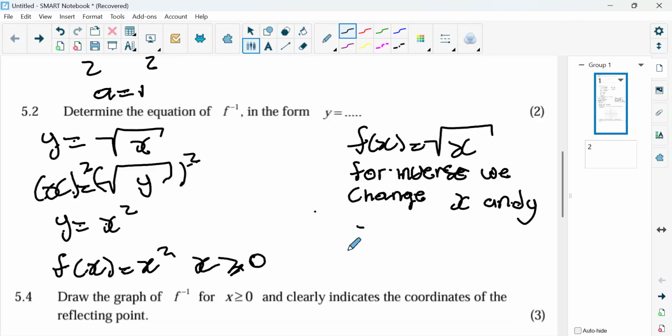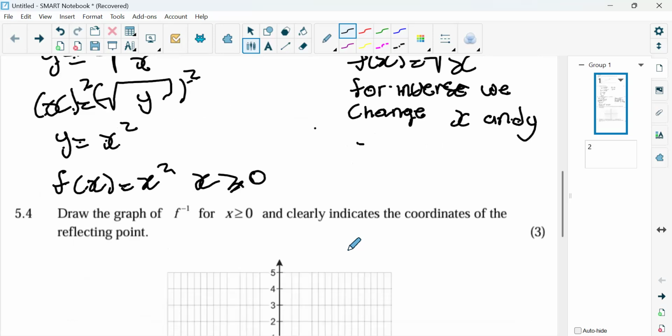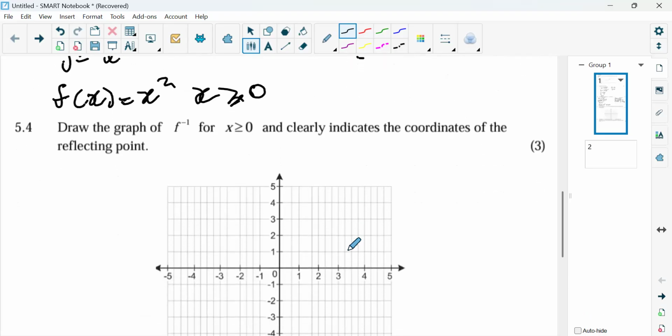Okay, what is our 5.3? On our 5.3, you are supposed to draw the graph of f inverse for x greater than or equal to 0 and clearly indicate the coordinates of the reflecting point. Okay, so here we only have one point.